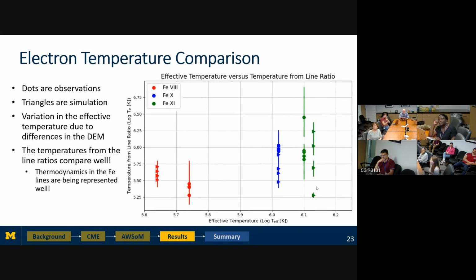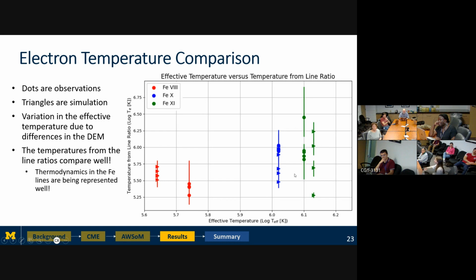So when we superimpose the simulation, which is the triangles, we see first a variation in the effective temperature due to differences in the DEM. I just discussed this, so that's fine. But the individual line ratios compare within uncertainties for the most part.